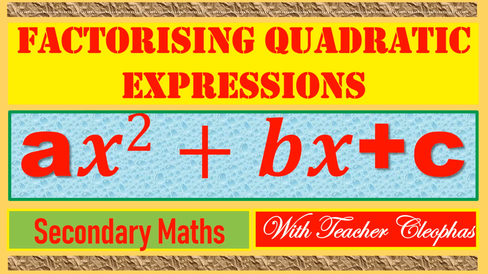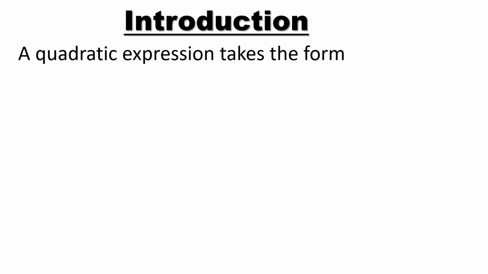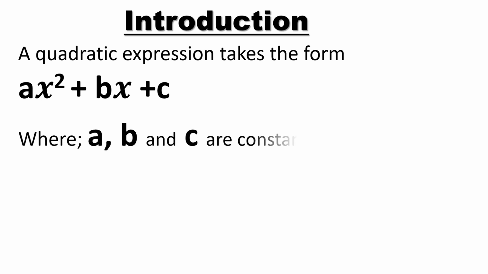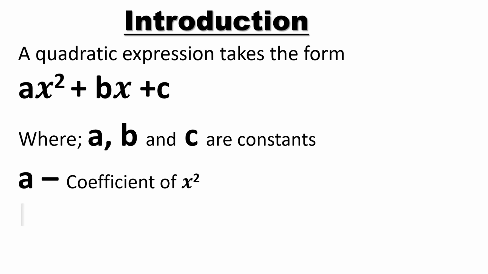Our discussion is going to be on factorizing quadratic expressions. We need first of all to know what quadratic expressions are. A quadratic expression takes the form ax squared plus bx plus c, where a, b and c are constants and a is the coefficient of x squared and b the coefficient of x.